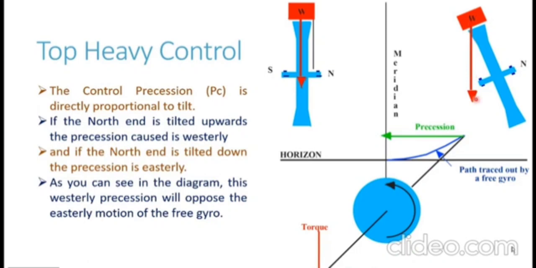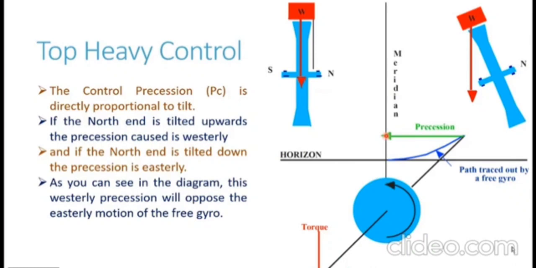this control precession comes into the picture. And because of this control precession, as soon as the spin axis is tilted, the weight is no more directly above the COG of the rotor. It tries to push the south end downwards. You can have a look here. The red arrow represents the torque affecting the south end of the spin axis. And since it is moving anticlockwise, it generates an easterly precession of the south end of the spin axis. With the south end precessing in the easterly direction, the north end has to precess in the westerly direction. The green arrow shows the direction of precession, or direction of the force which is generated, and you can see that this is opposing the eastward motion of the free gyro, and it is taking the spin axis back towards the meridian.